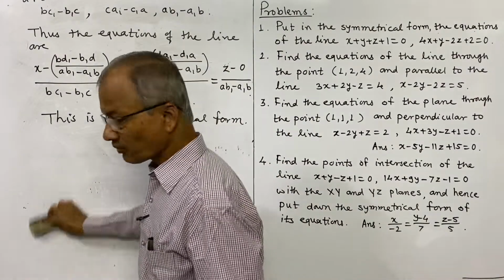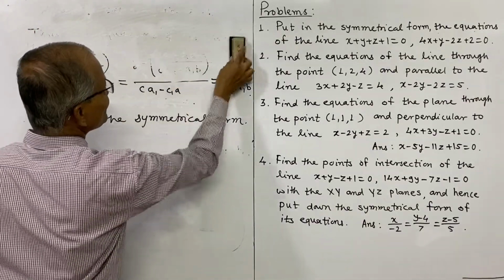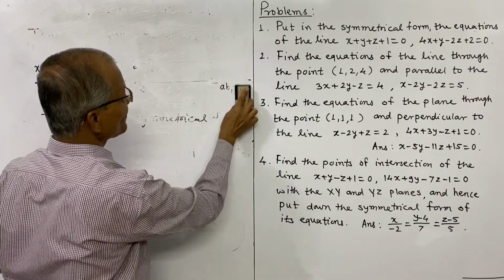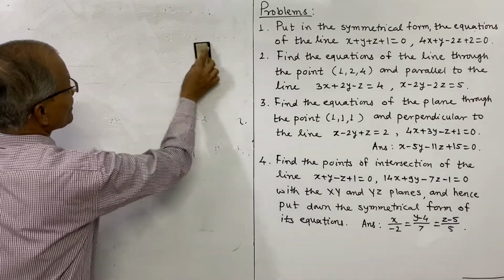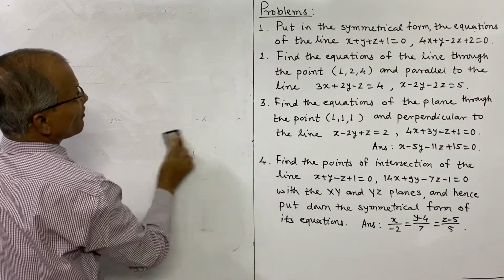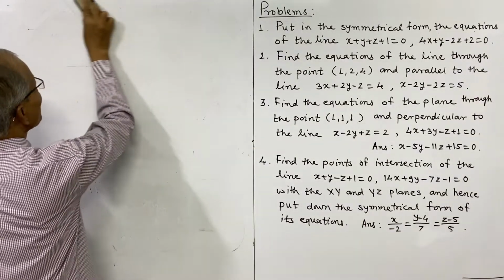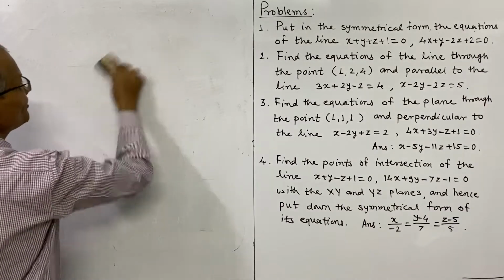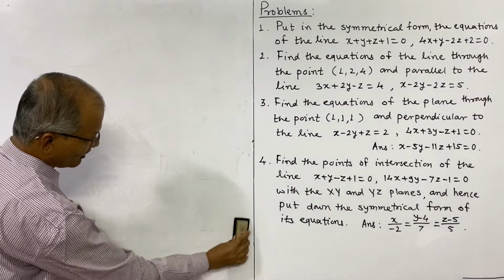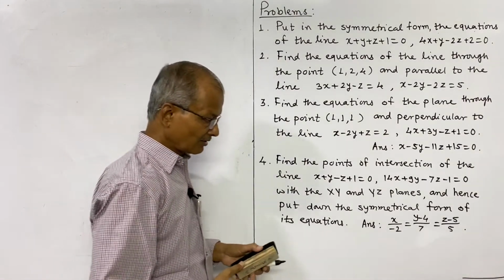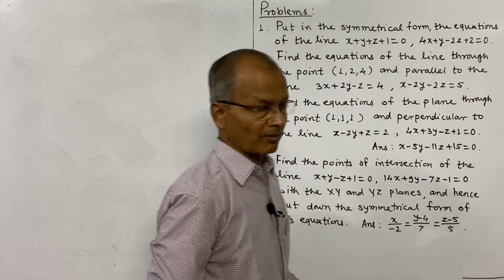Now we will solve problems depending on this. So I have written the problems on this side, we will solve these one by one. Now what is the first problem? Put in symmetrical form the equations of the line. Now the procedure in the derivation will be more clear in solving these problems. What we have done in the derivation can be more clear from these problems.